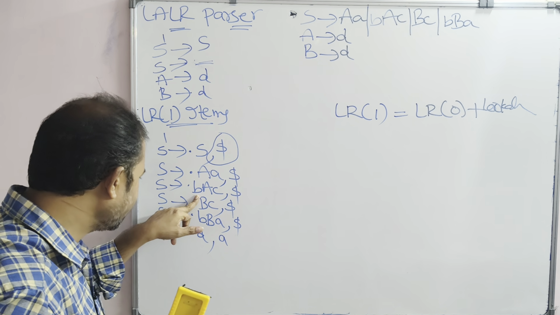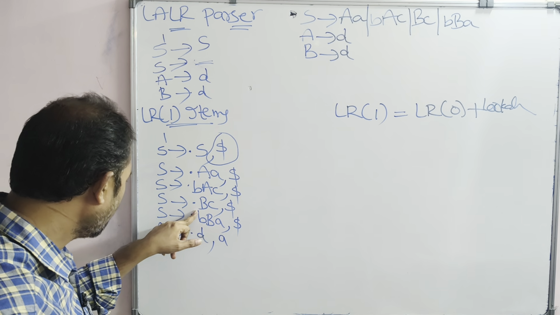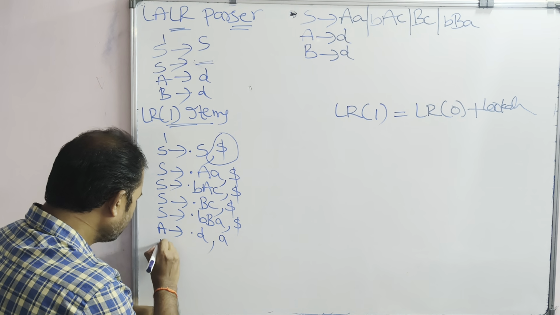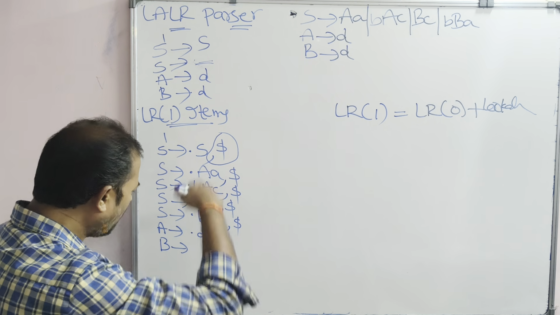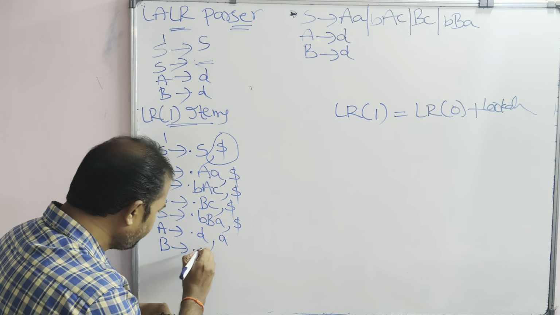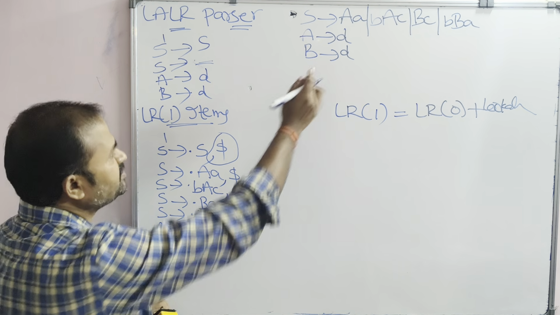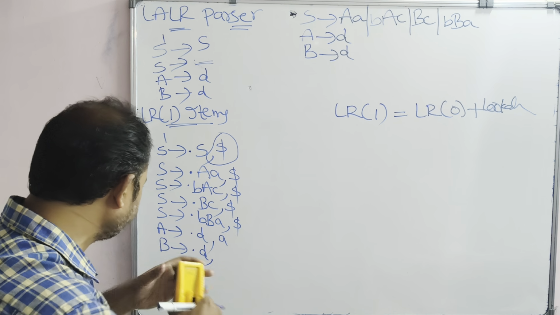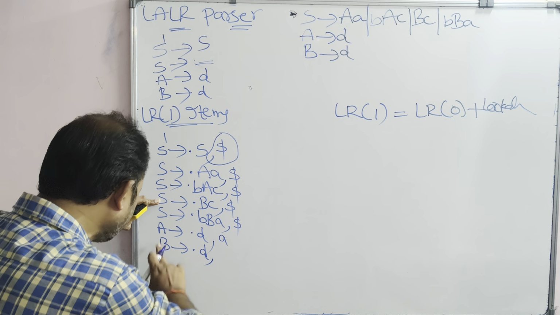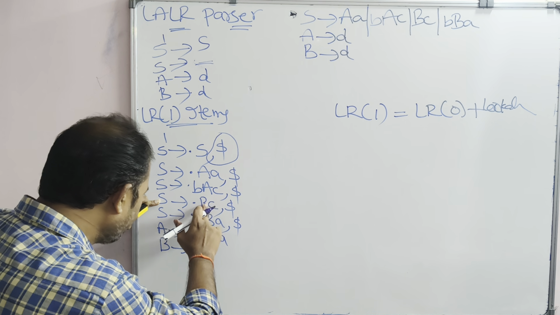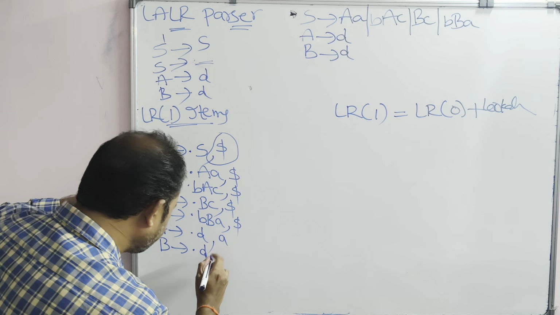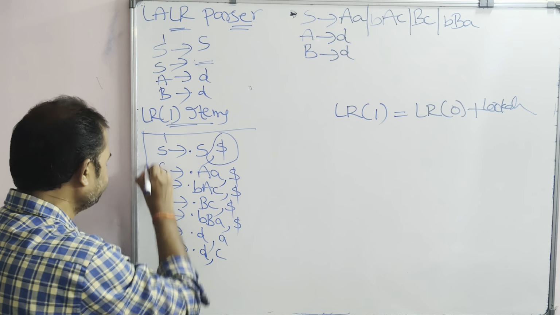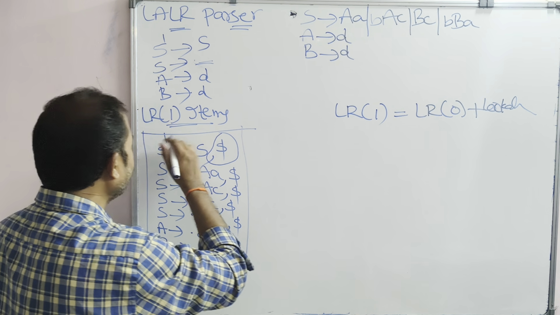Next, this is a terminal, so no need to find the closure. After the dot, we have a non-terminal called B, so find the closure of B. That means write the B productions. All these are items, and items mean we must use a dot. So B produces dot D is the production. From this production, B is written, so we need to calculate first of this part. First of C means C. So look ahead is C. Let this state be I0.